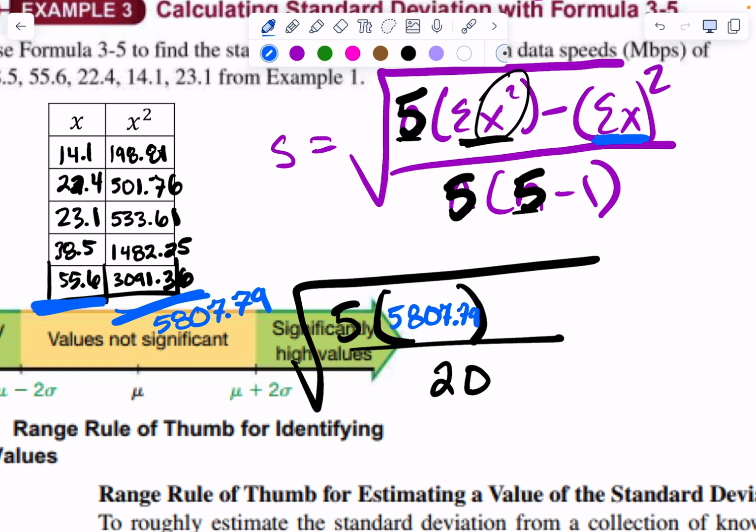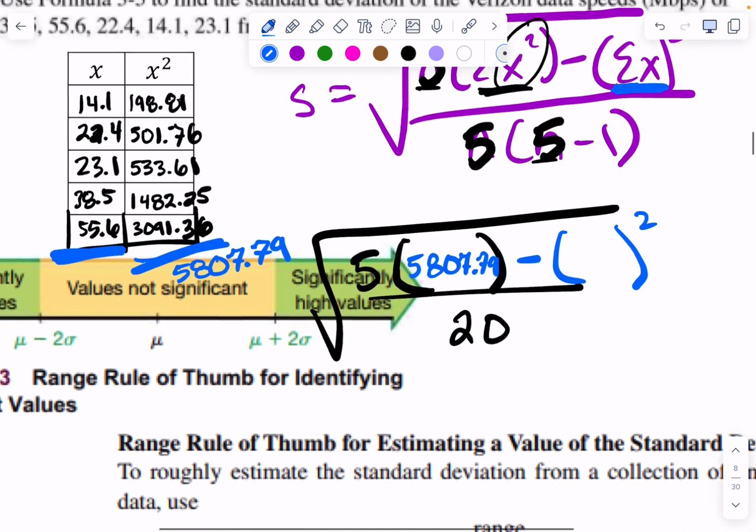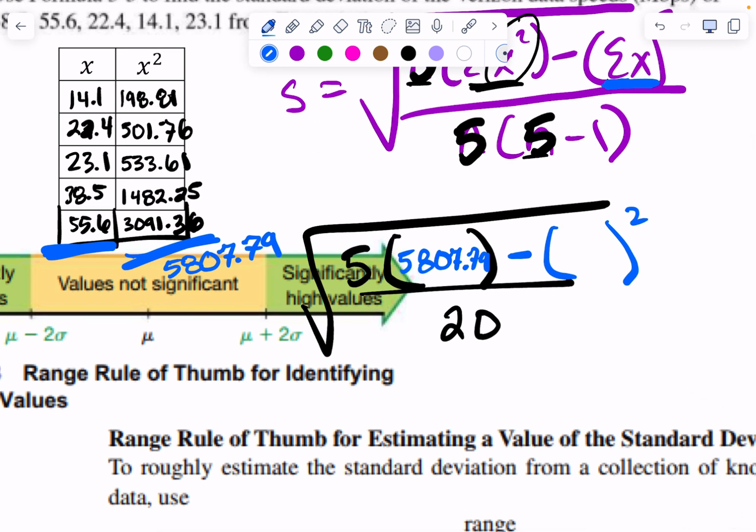The sum of all my x's is these added together. Surely we've done that before. Yeah, we did when you found the average. 153.7. And then you square it? 23,623.69. Yep. Something like that.